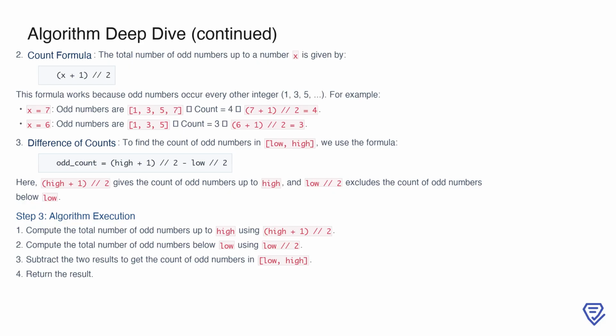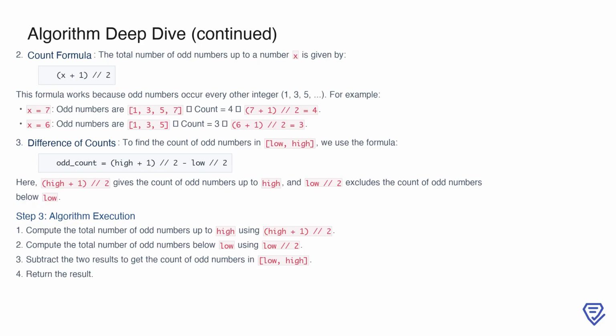To make this approach more concrete, we can use a formula to calculate the total number of odd numbers up to any integer x. The formula is (x + 1) // 2. This works because odd numbers occur at regular intervals, specifically every other integer. For instance, for x equals 7, the odd numbers are 1, 3, 5, 7, which gives us a count of 4. Plugging into the formula, (7 + 1) // 2 equals 4. Similarly, for x equals 6, the odd numbers are 1, 3, 5, which gives a count of 3, and (6 + 1) // 2 also equals 3.